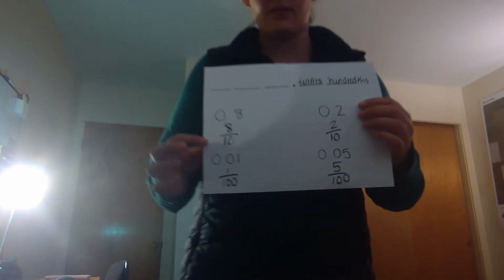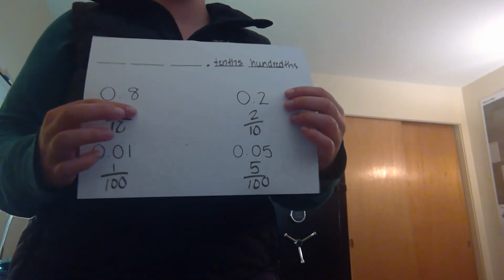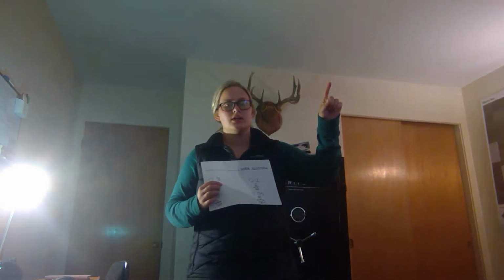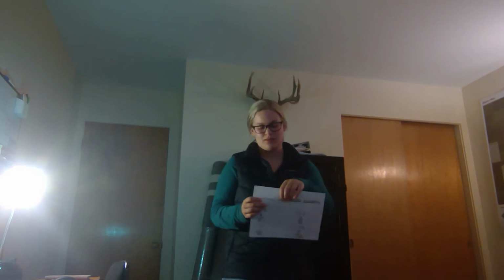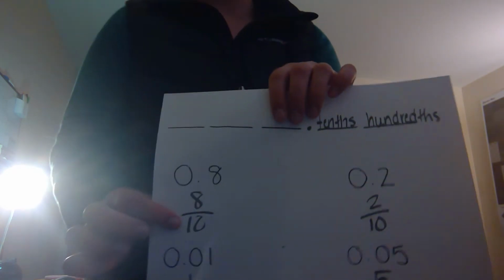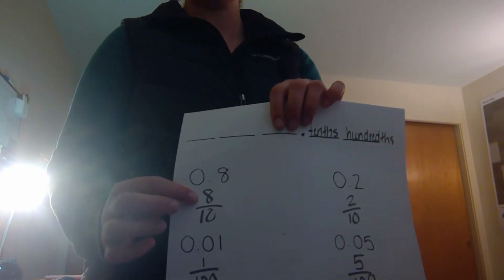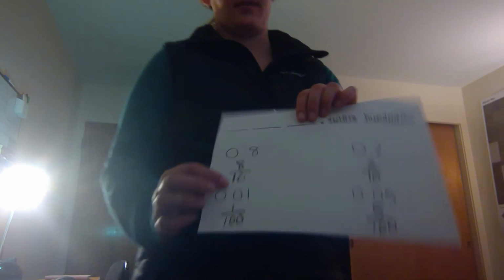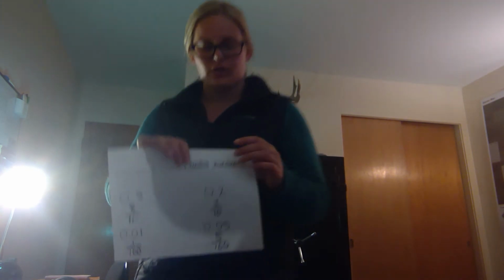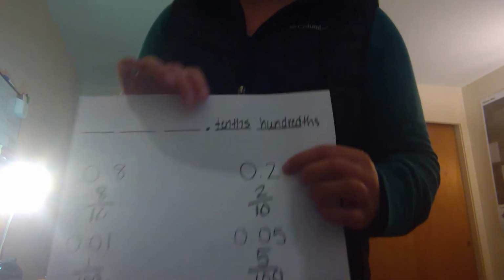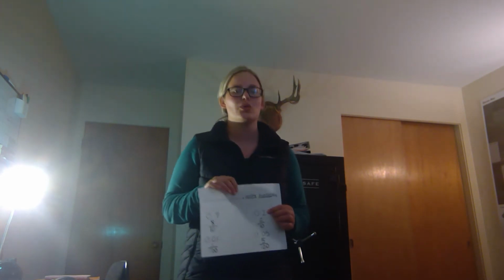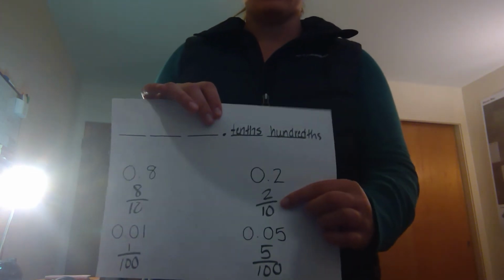So if we look at this number here, we have 0.8. It is one place over, so it's 8/10. So that's where our fractions come in. That 8/10 written as a decimal is 0.8. Okay, if we look at this next one, we have 0.2. It's one place value to the right of that decimal, so it's 2/10. And as a fraction, it would look like that.